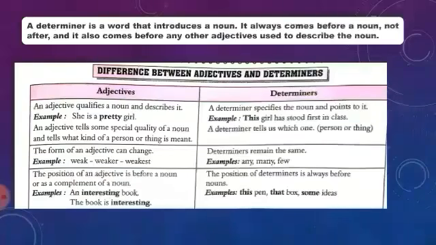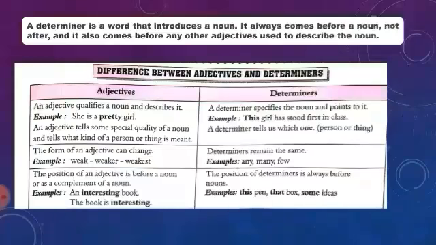Second point: the form of an adjective can change. You know that there are three degrees: positive degree, comparative degree, superlative degree. Weak is the positive degree, comparative weaker, and superlative degree weakest. Determiners remain the same, for example any, many, few. You know that we never change determiners.